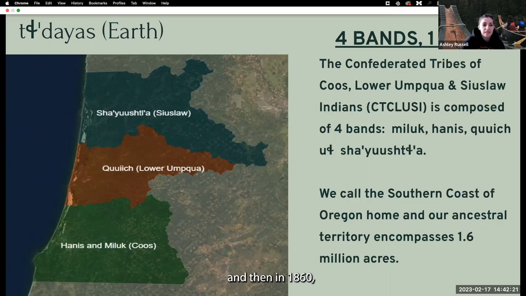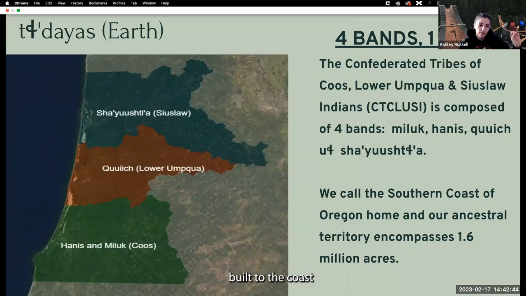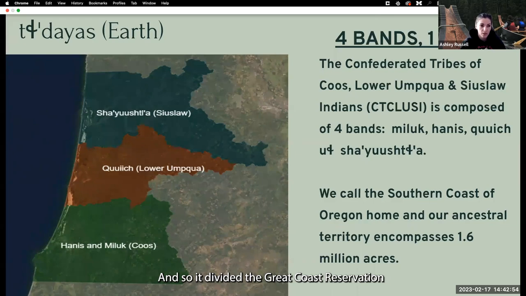And then in 1860, we started our own Trail of Tears, where we were marched 60 miles up the coast to the Great Reservation. And in between, when the Great Coast Reservation was created, there were people in Corvallis that wanted to have a train built to the coast so that they could export some of their trade. And so Newport was created. It divided the Great Coast Reservation into two and created the Alsea Sub-Agency in the south.